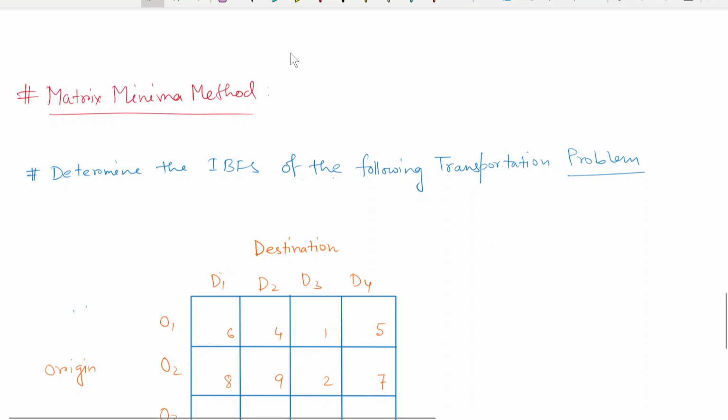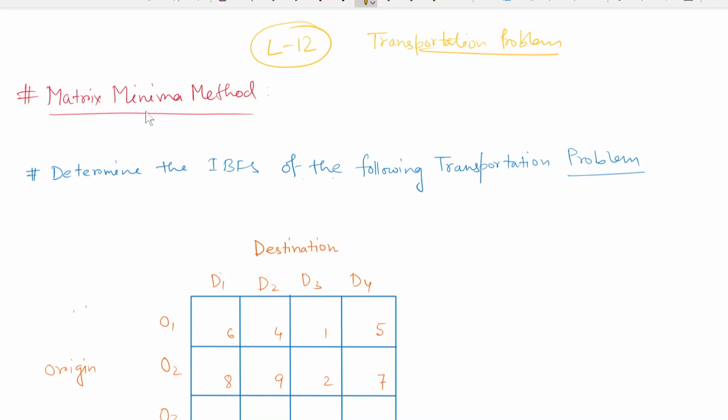Okay, so in this video, this is lecture 12 of LPP, linear programming problem. In lecture 11, we discussed the row minimum method and column minimum method of the transportation problem. So we are discussing the transportation problem and we were studying the matrix minima method in the last lecture, but due to some technical issue we did not complete the class. So this is the session especially for the matrix minima method.